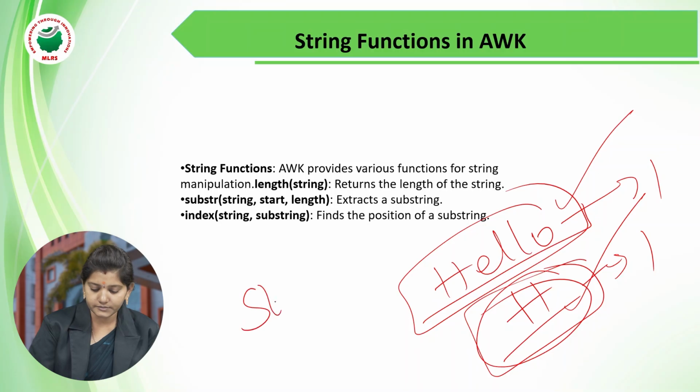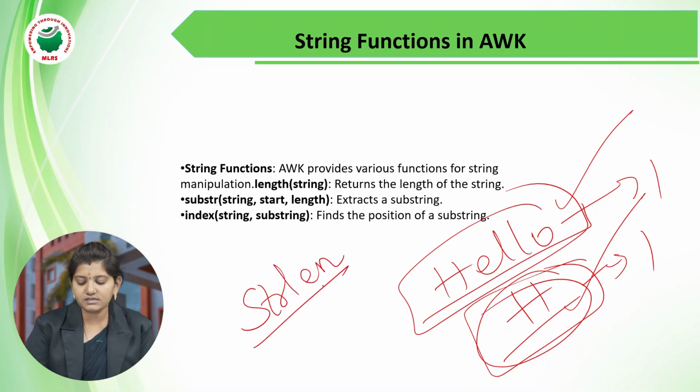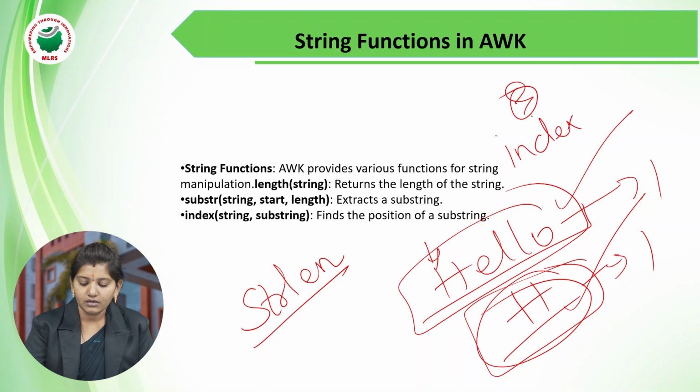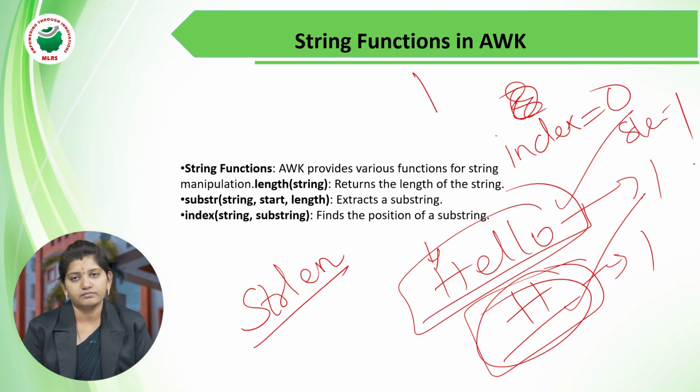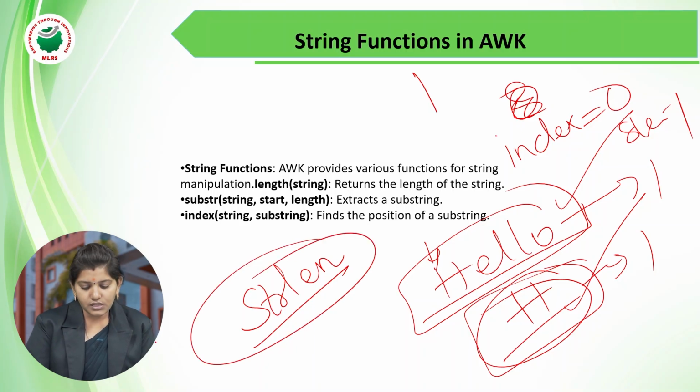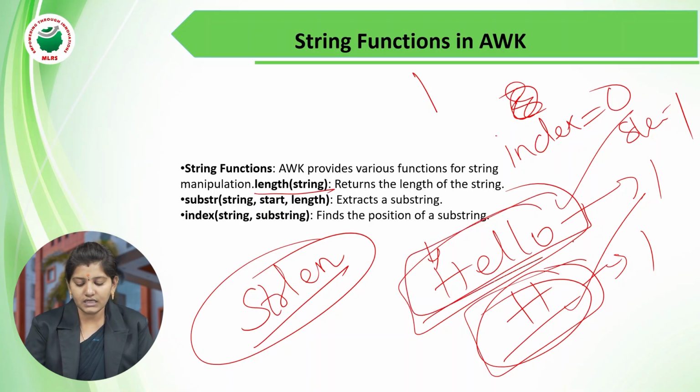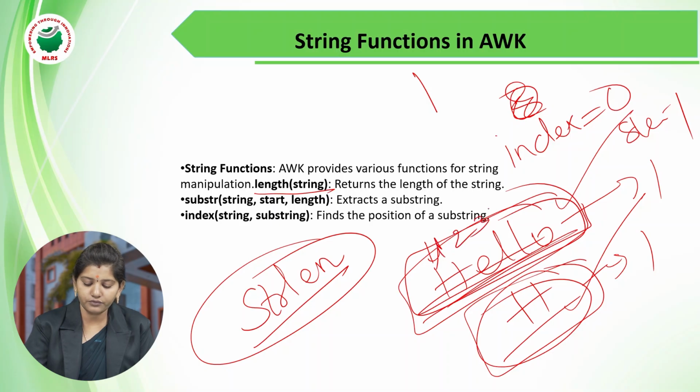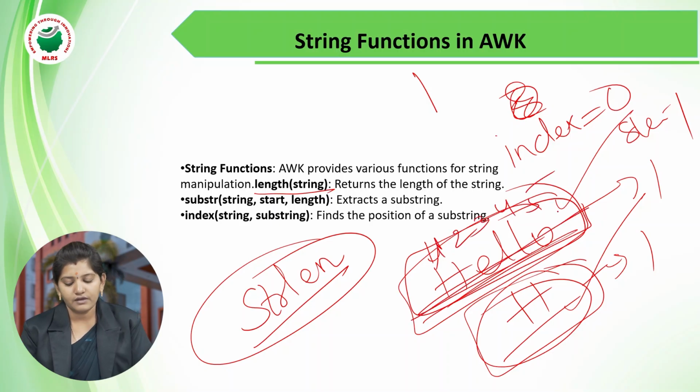First one, string length. String length always starts with 1, whereas the index of a string always starts with 0, which means string length minus 1. Here we are using the length method for finding a string length. For example, HELLO: this is 1, 2, 3, 4, 5. So the string length of hello is 5 here.